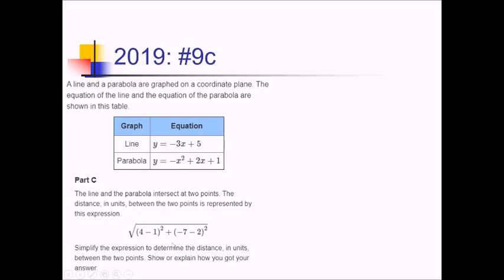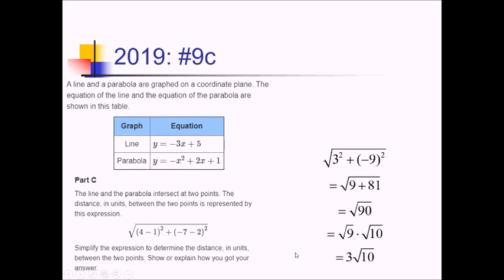So we're going to do the inside of the parentheses first because of PEMDAS, the P. So this is 3 squared and negative 9 in parentheses being squared. So this is going to be the square root of 9 plus 81, which is going to be the square root of 90. Now we have to simplify the radical, so I can split this up into square root of 9 times square root of 10. Square root of 9 is really 3, so this is just 3 root 10.